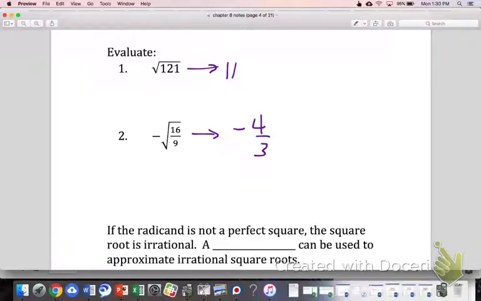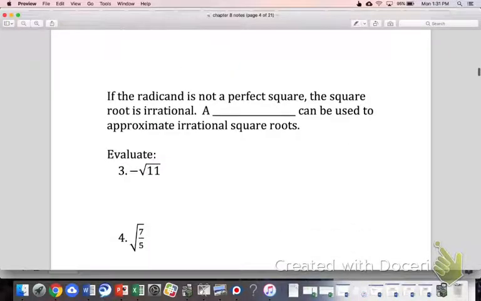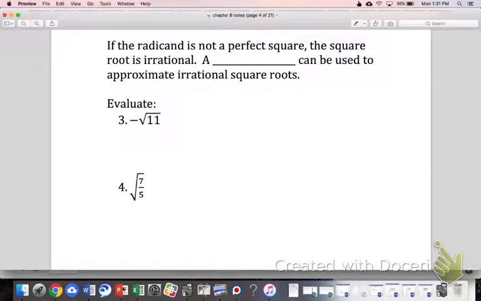Okay, grab your calculators out, please, and let's talk about the next little section. If the radicand is not a perfect square, the square root is what we call irrational. A calculator can be used to approximate the square root. So if you guys would, see if you can calculate numbers 3 and 4 using your calculator. Make sure you know where the square root button is and all that good stuff. I can help you with that if you need to.